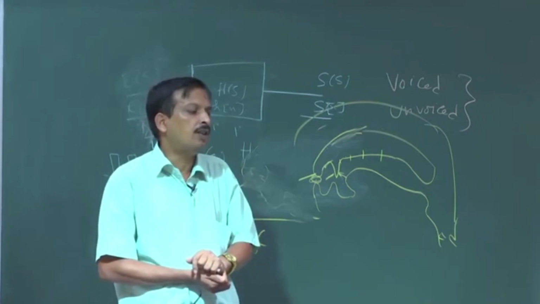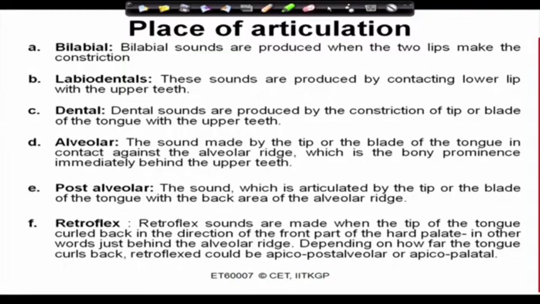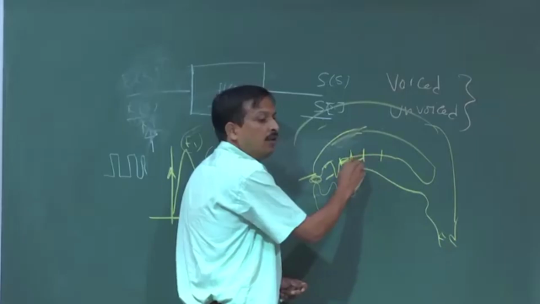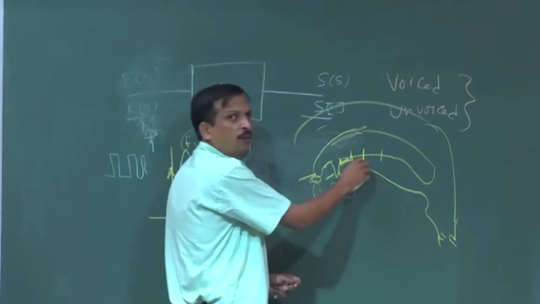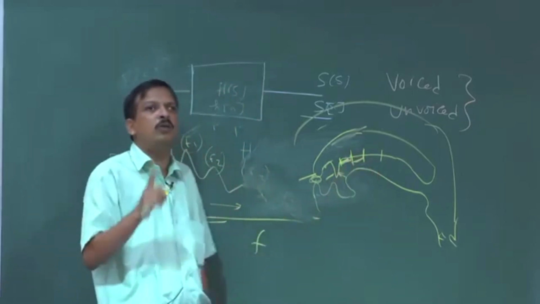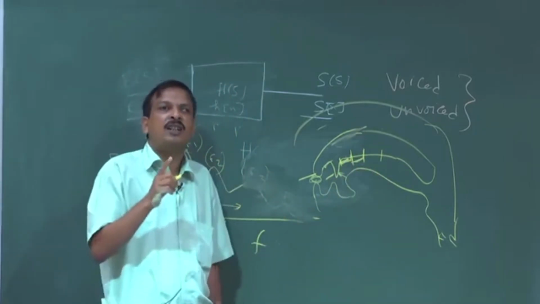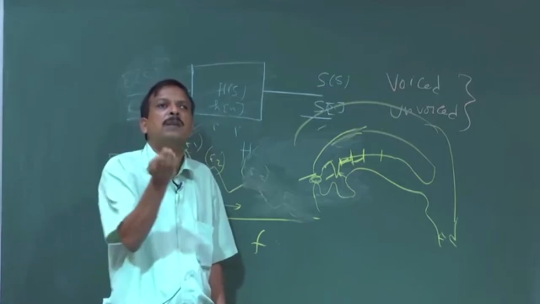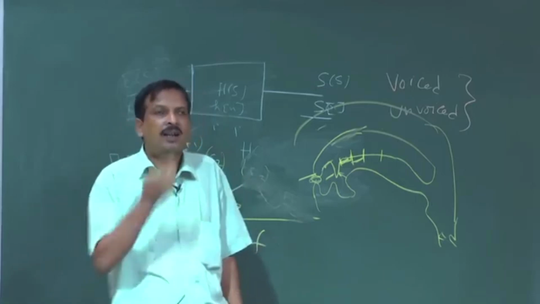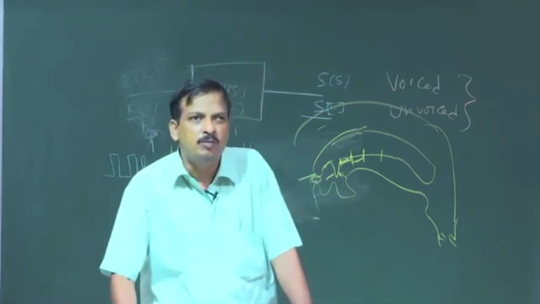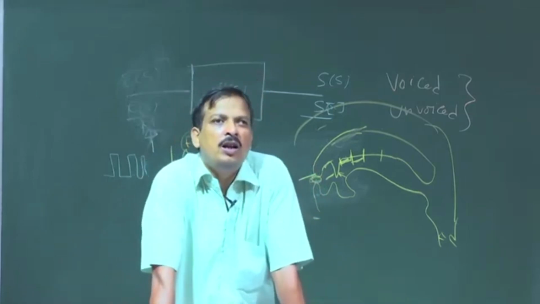Then alveolar: the sound made by the tip or the blade of the tongue in contact against the alveolar region, after the teeth. Then we call it an alveolar sound. Then after alveolar there is post alveolar. Then after post alveolar, retroflex. Sometimes it is not a place of articulation, it is a kind of manner of articulation. When the tip of the tongue curls back and touches the upper cavity in the post alveolar region, we call it a retroflex sound.